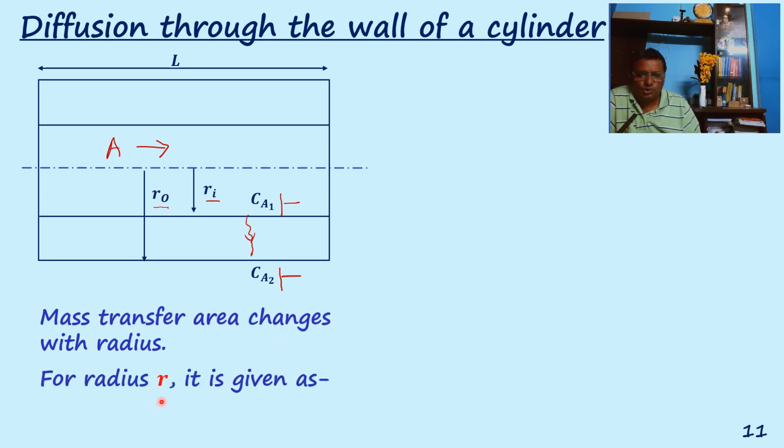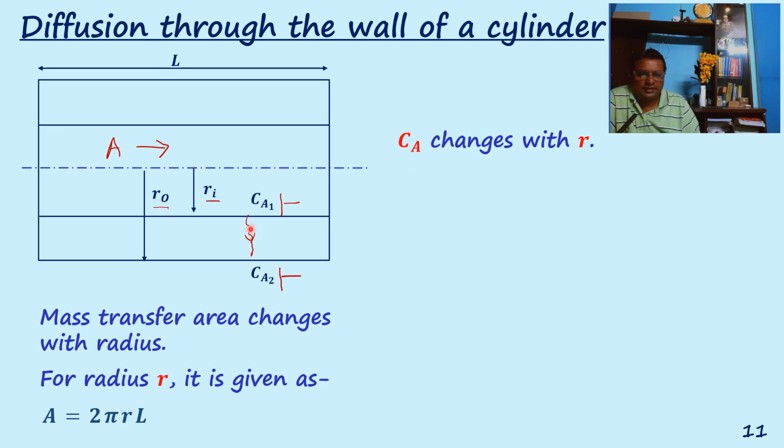So if you talk about some radius r, then the mass transfer area is given as A is equal to 2 pi r L, the surface area of a cylinder, where r changes from Ri to R0, that is, from the inner radius to the outer radius. So area for mass transfer in this particular case is A is equal to 2 pi r L.